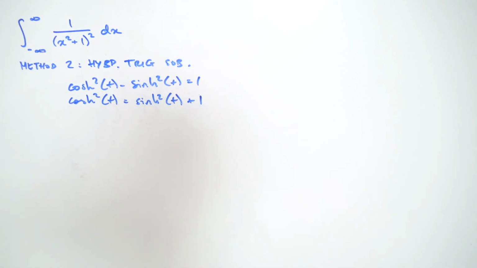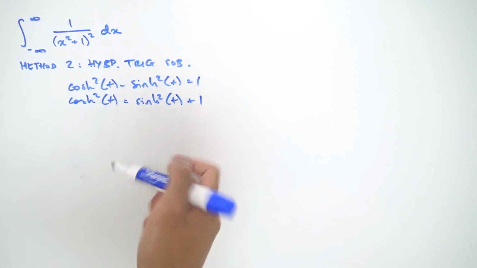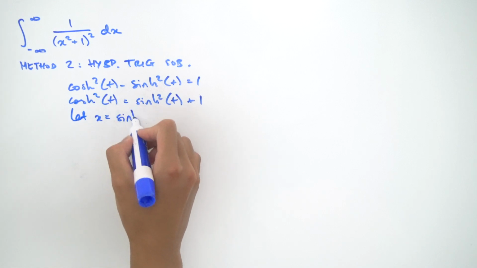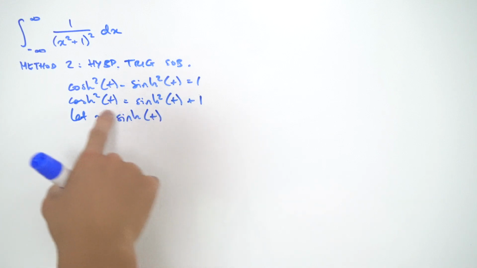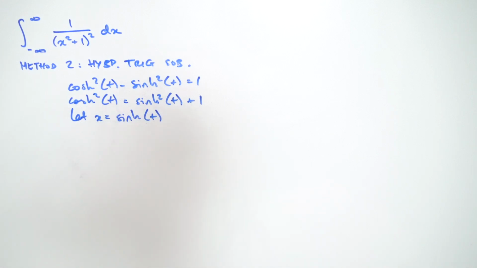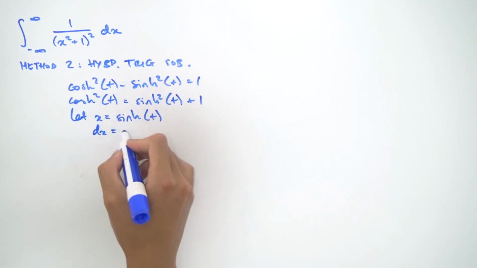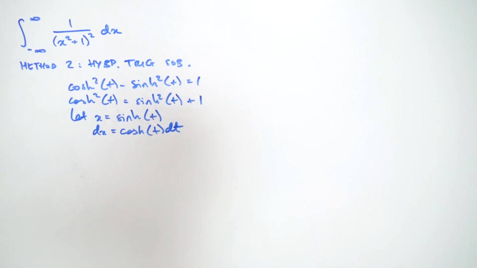And in fact, this is basically a substitution, because notice we have something squared plus 1. So if we just let x be equal to that something itself, which is sinh of t, then this x squared plus 1 is going to turn into cosh squared of t. So we have our x being equal to sinh of t. We can find our dx by differentiating both sides. That's cosh of t dt. And now we can plug everything in.